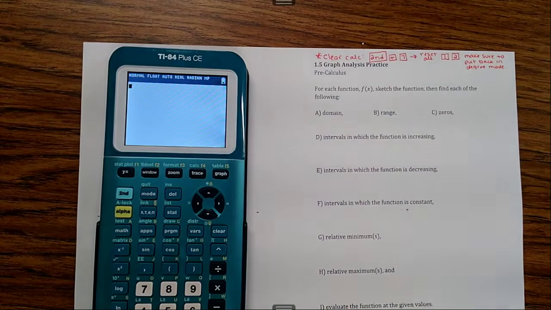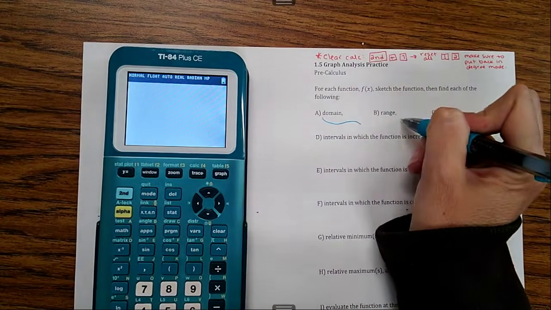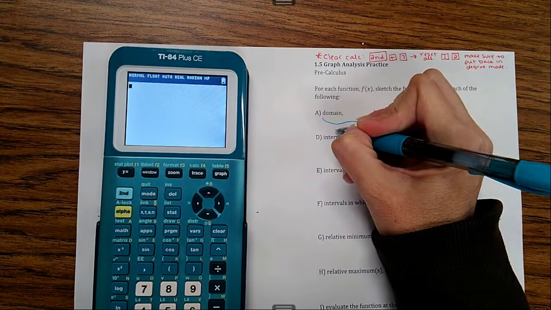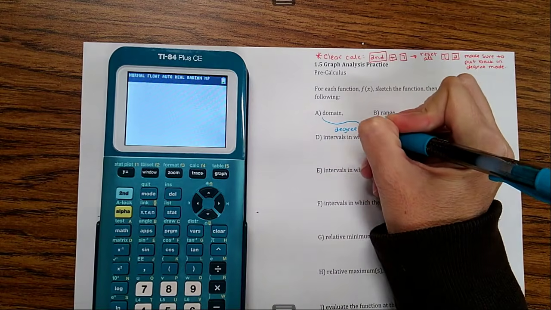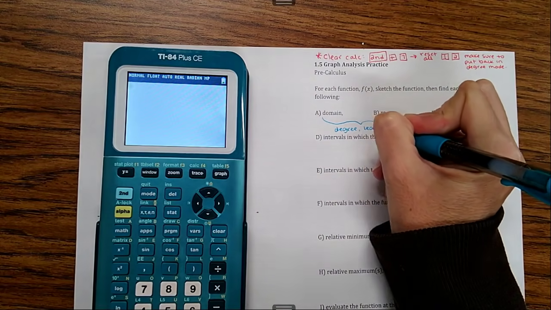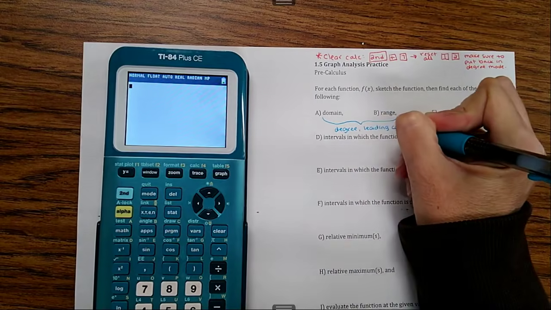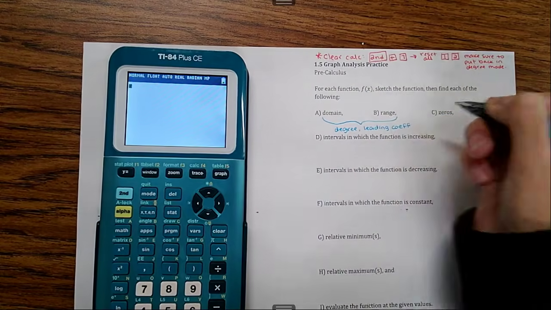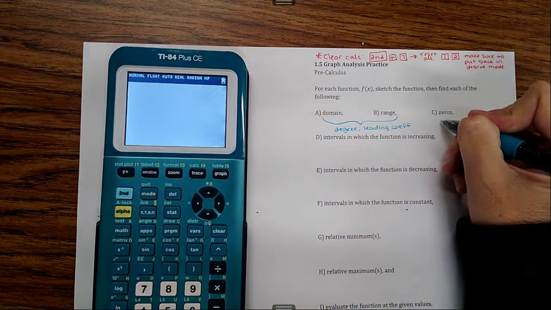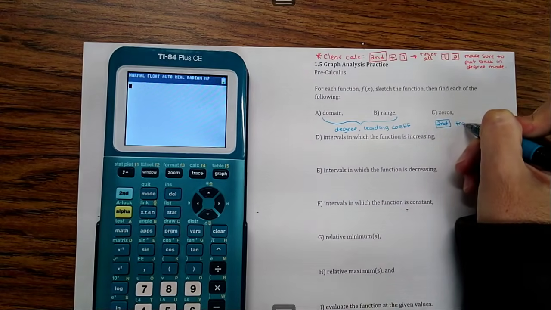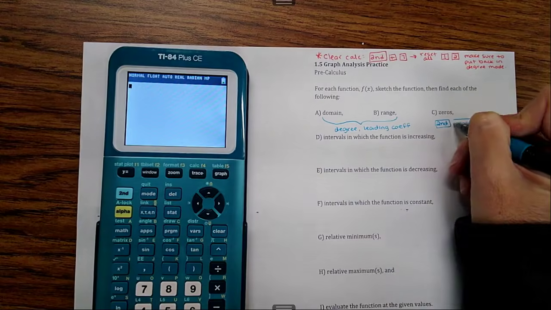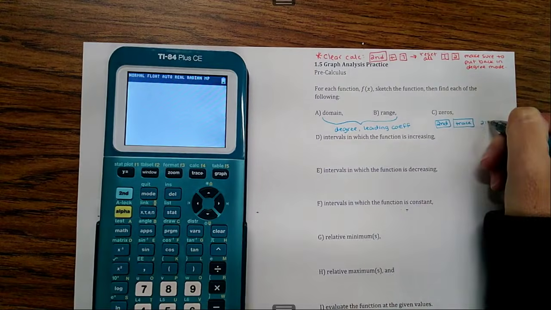So for each function, we're going to sketch a function and then find each of the following. We're going to find the domain and range, which we'll find by looking at the degree and the leading coefficient. And then we'll find zeros on our calculator by hitting second, trace, and then option 2, zero.